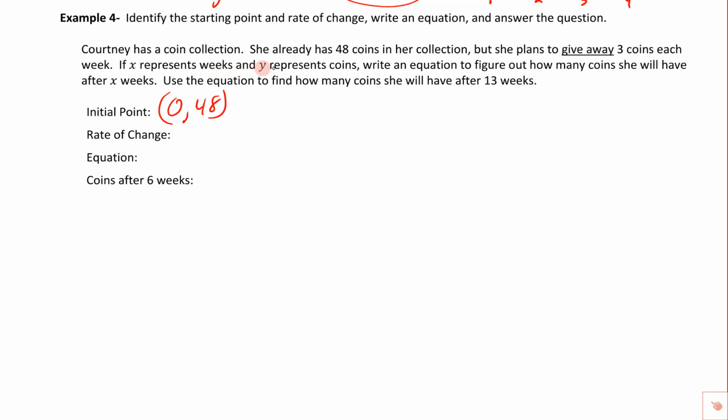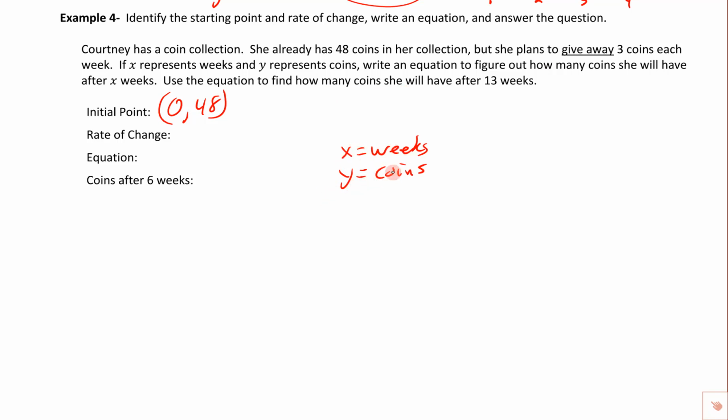If x represents weeks and y represents coins, so let's go ahead and write that down. X equals weeks, y represents coins. Write an equation to figure out how many coins she will have after x weeks, and then use the equation to find out how many coins she'll have after 13 weeks. Okay, so let's come back here.